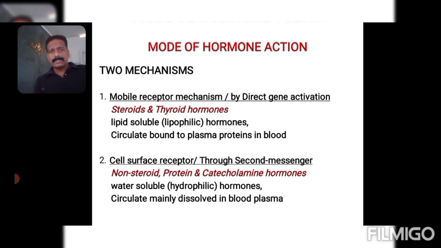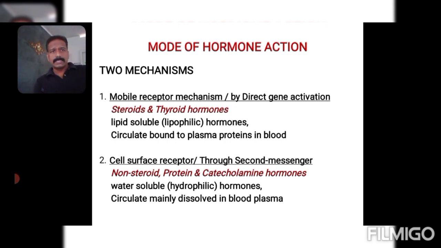Whereas the cell surface or the fixed cell surface receptor mechanism is effected through the service of a second messenger. So a second messenger is involved, which means the hormone never comes into direct contact with the DNA or gene. All these non-steroid hormones like protein polypeptide hormones and catecholamine hormones use this mechanism.